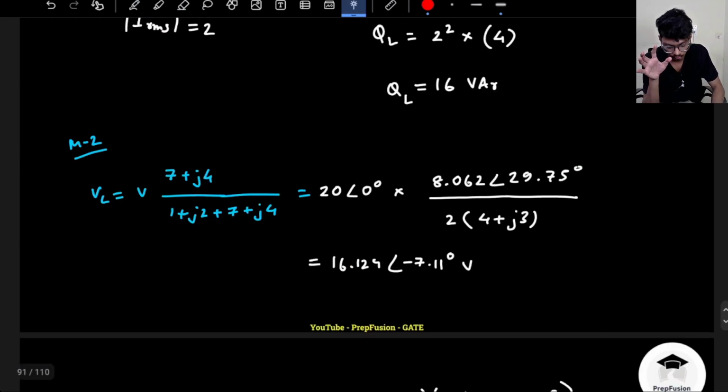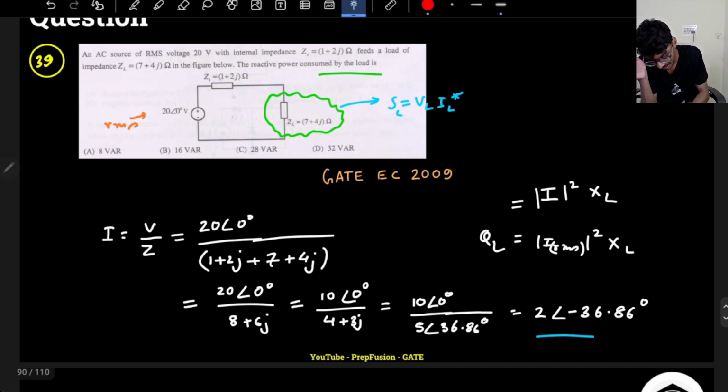Now what you can do is individually find out this reactive power, and if you add the two up and find the reactive power supplied by the source, you will observe that both of them are the same. There is no difference.